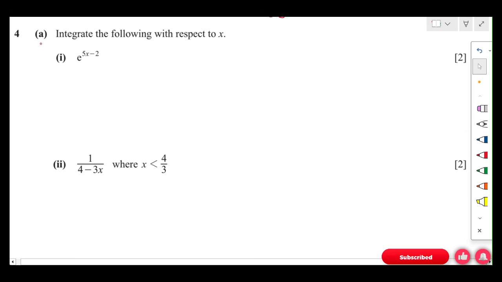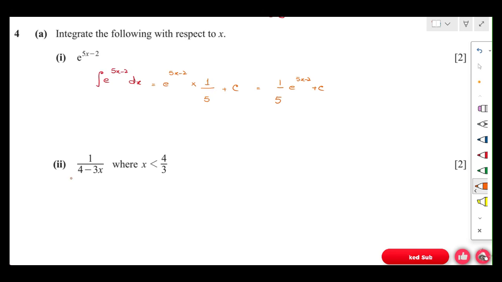Okay, now for question number 4, part A, integrate the following with respect to x. Number 1, we have to do the integration of e to the power 5x minus 2 dx. The integration of e to the power x is e to the power x, multiplied by 1 over the derivative of this function, which is 5, plus some constant of integration. So this is basically 1 by 5 e to the power 5x minus 2 plus c, the constant of integration.